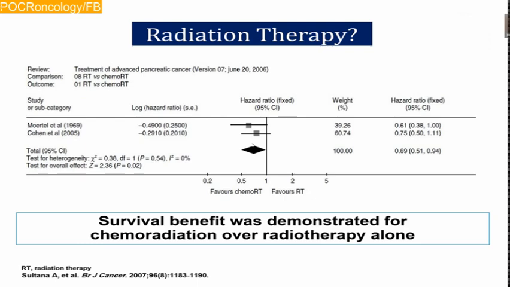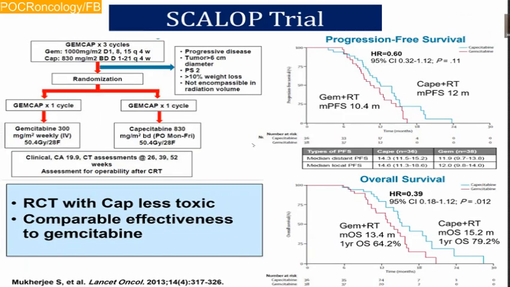So the big question is, what's the role of radiation therapy? Clearly, survival was demonstrated with chemoradiation over chemotherapy alone. And in the SCALLOP trial, they gave induction chemotherapy with GEMCAP, and after that, they randomized the patients to capecitabine or gemcitabine. As a matter of fact, it showed clearly that capecitabine was less toxic than gemcitabine with the chemoradiation, and also 1 year overall survival was 15.2 compared to 13.4, favoring capecitabine in the SCALLOP trial.